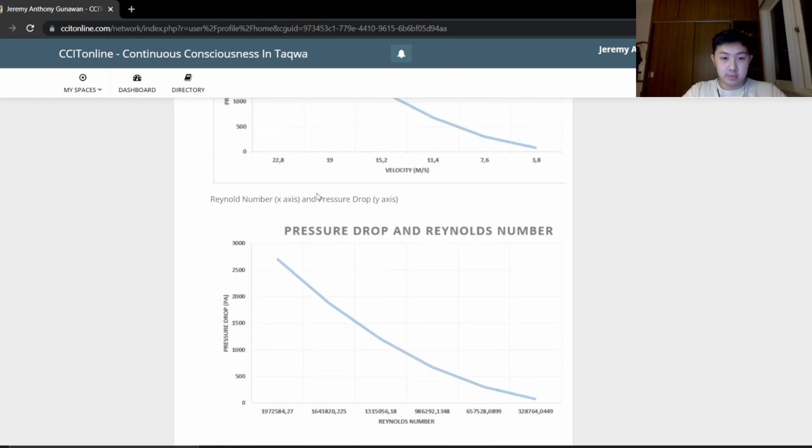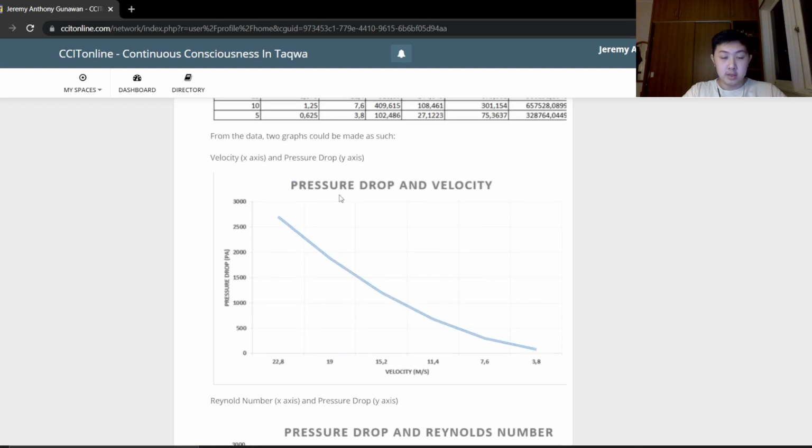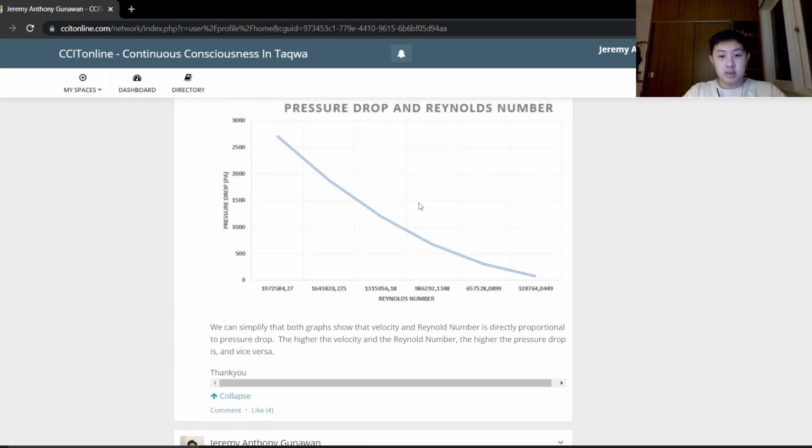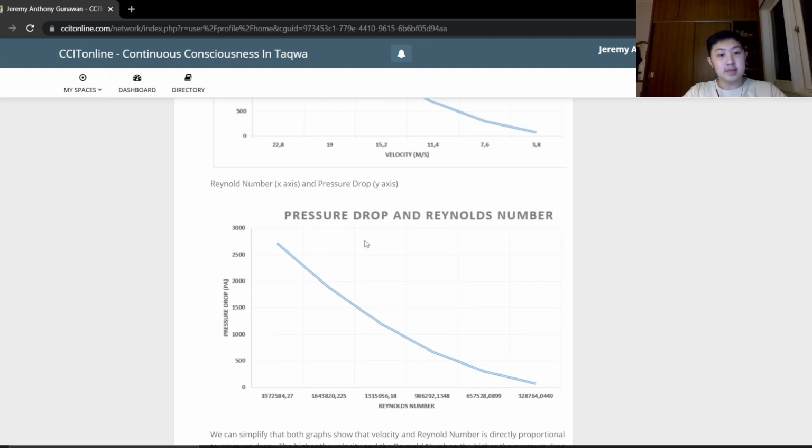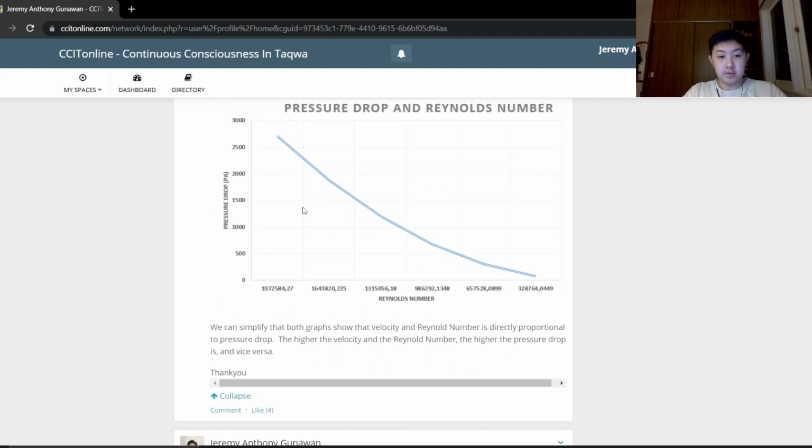So these two graphs show that the relationship between pressure drop and velocity is directly proportional. So the higher the pressure drop is, the higher the velocity, and the lower the pressure drop is, the lower the velocity. Same with the pressure drop and Reynolds number. The higher the Reynolds number is, the higher the pressure drop is, and vice versa.